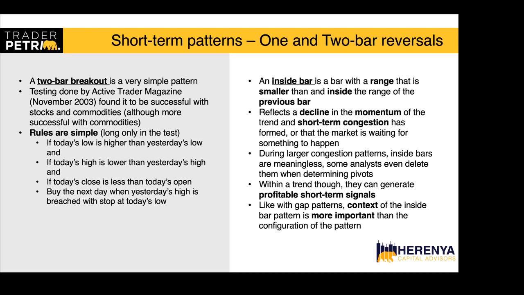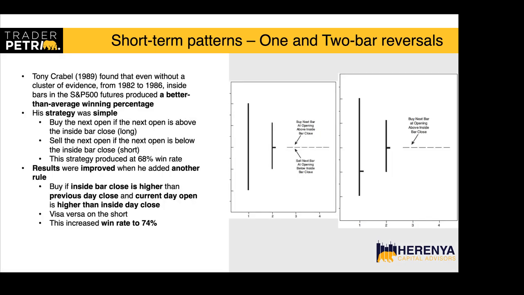So we have to just keep in mind, like with gap patterns, for example, that the context of the pattern is more important than the configuration of the pattern. So it might be the perfect pattern, but if it's in the wrong place, it's not going to help us, right? So context is more important than configuration.